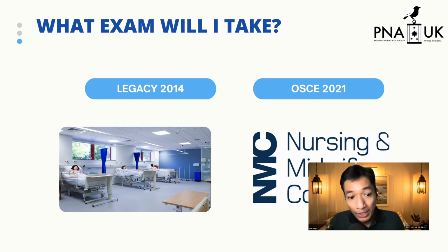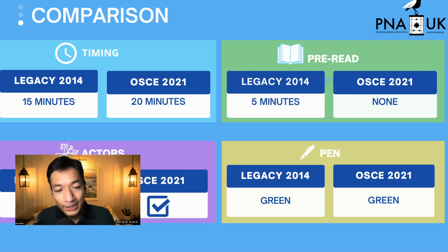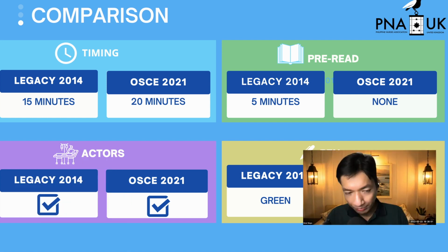So let's do a comparison, okay? For the Legacy 2014, you will be given 15 minutes for your examination. For the new test of competence or the new OSCE, you will be given 20 minutes because you will be performing the A3 assessment, which is a bit longer.